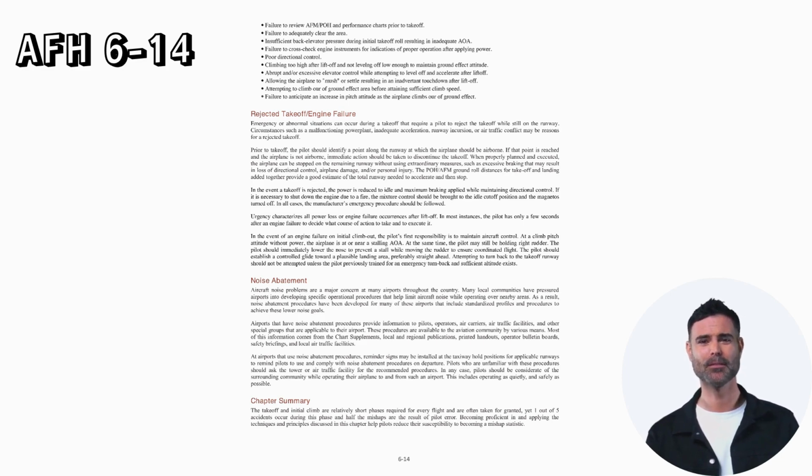Chapter Summary. The takeoff and initial climb are relatively short phases required for every flight and are often taken for granted, yet 1 out of 5 accidents occur during this phase and half the mishaps are the result of pilot error.